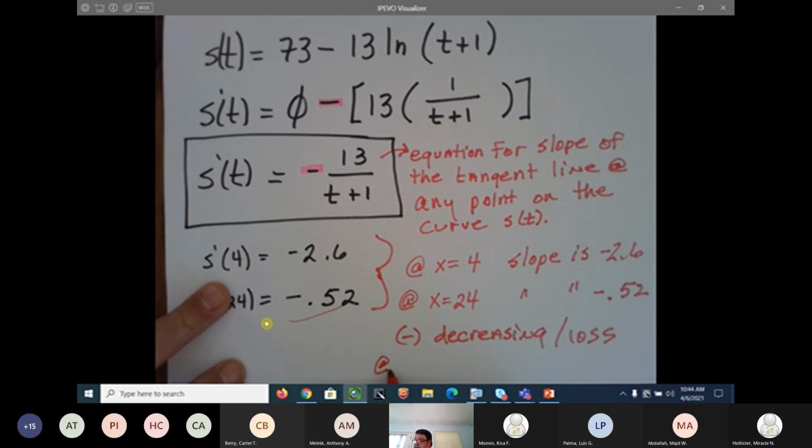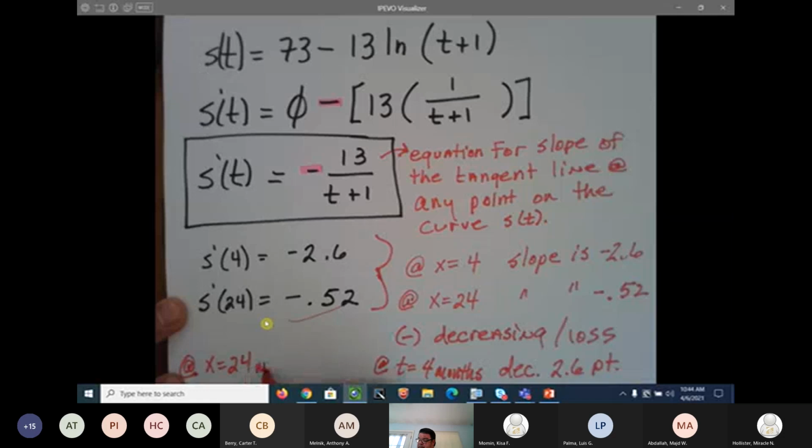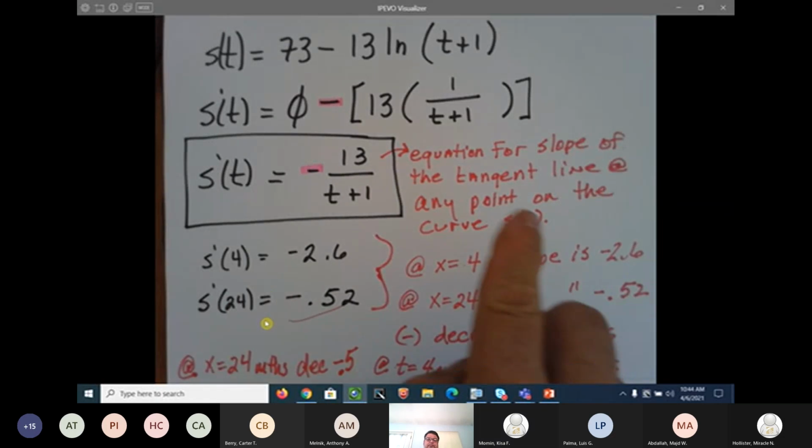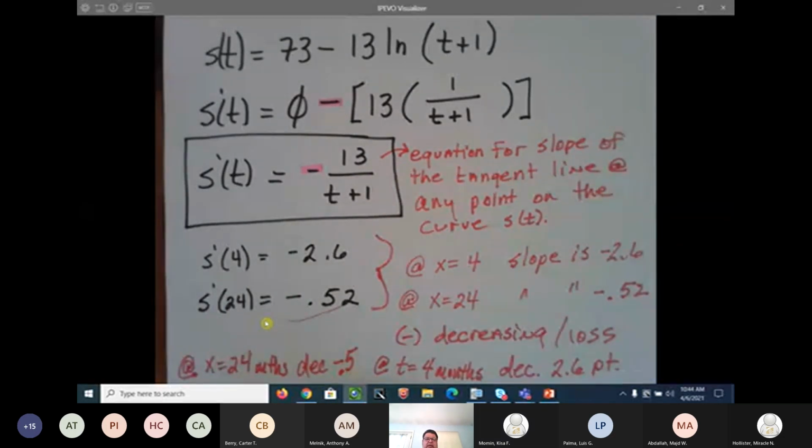So at t is equal to 4 months, or whatever, I think it was months, we are decreasing 2.6 points at that point. And at x is equal to 24 months, we are decreasing at half a point at 24 months. So that's what that's saying. That's a good test question. I like that one as a test question.